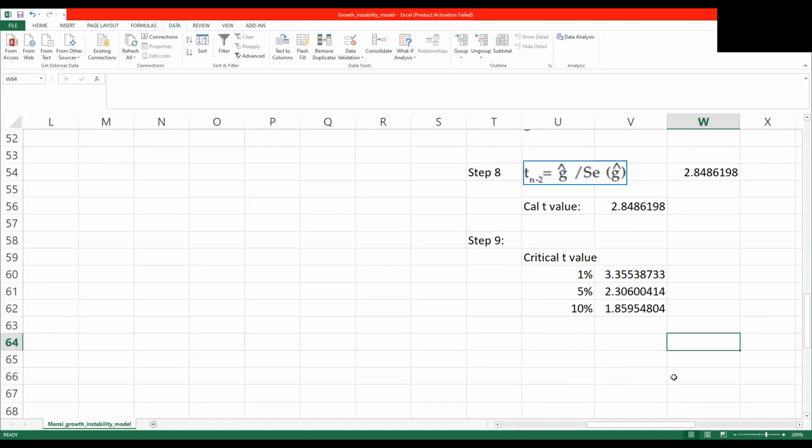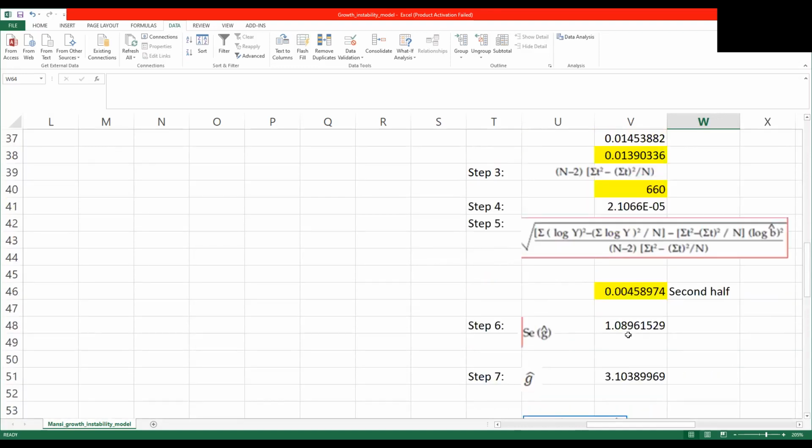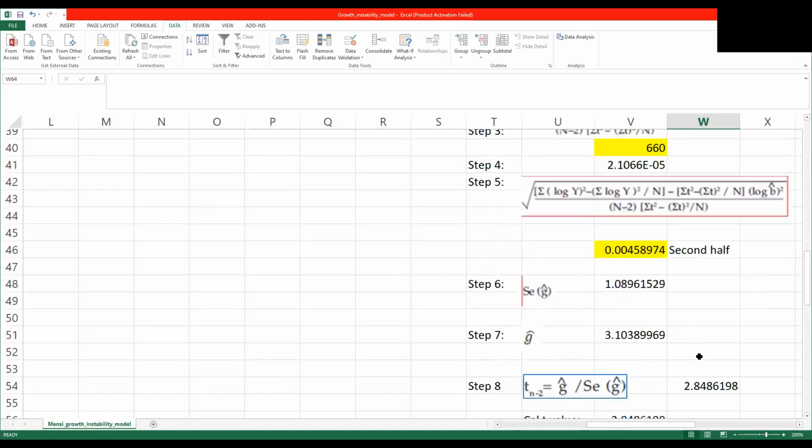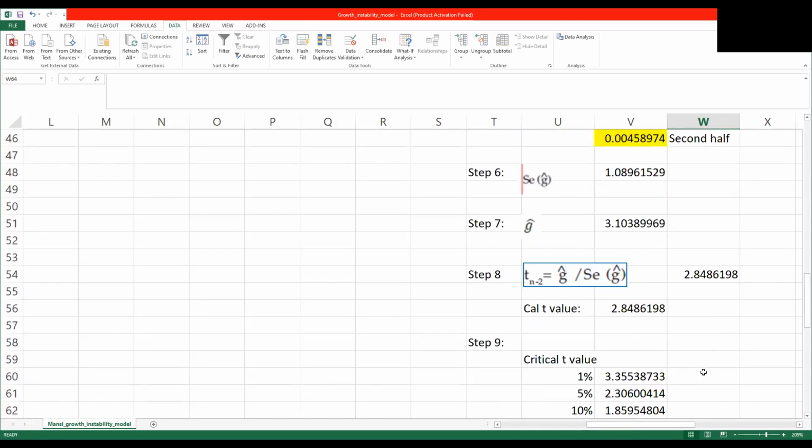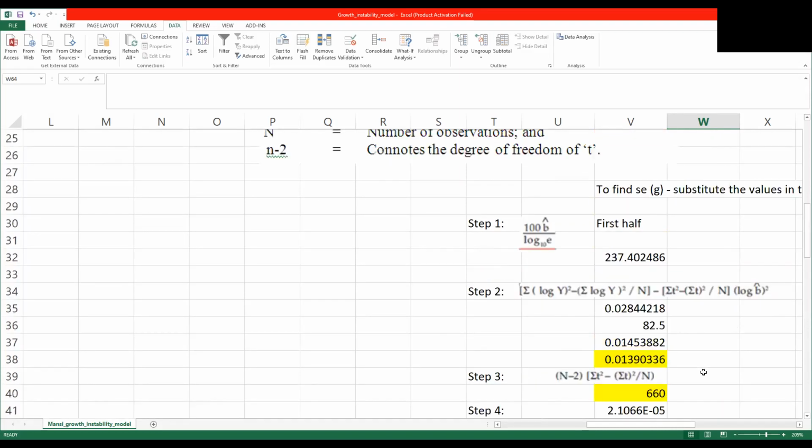So now we can say that the growth rate of the groundnut yield is significant at 5% level. So the growth rate of groundnut productivity in Junagadh is 3.10% per annum, or 3.1% per annum, significant at 5% level. Or you can say at 5% level of significance, whichever way you want to interpret. So in this way, you're able to see that we have not overestimated the significance of growth rate. So this is very important.